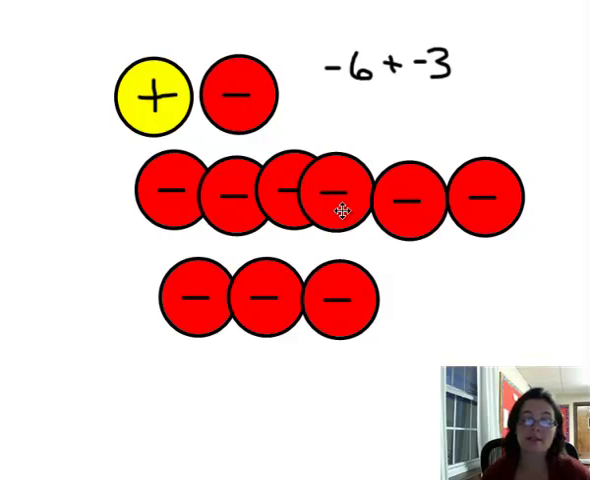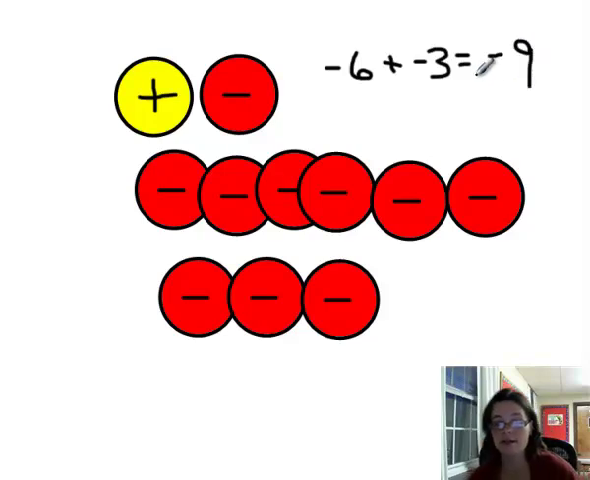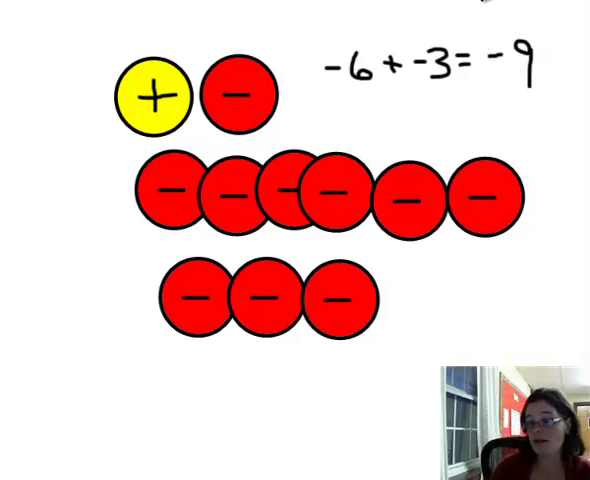So now I look at these and I decide I can cross out any pairs that I have. I don't have any pairs because I don't have any positives. So that means I just count them all up. 1, 2, 3, 4, 5, 6, 7, 8, 9. So I end up with -9 because I have 9 negatives. So that's yet another way to do addition using a model.